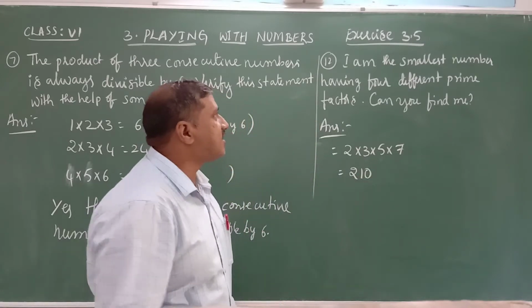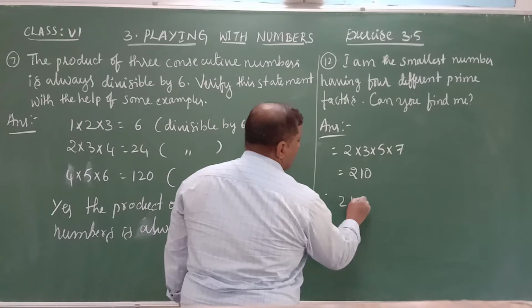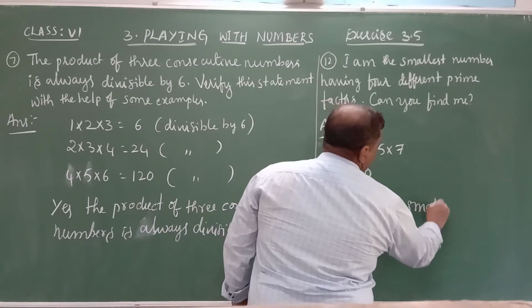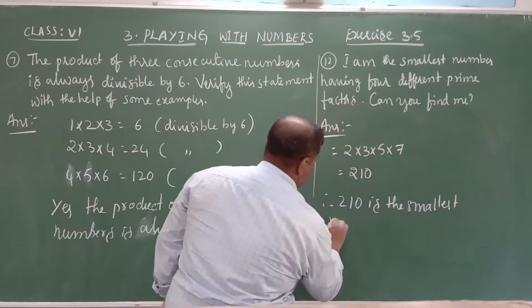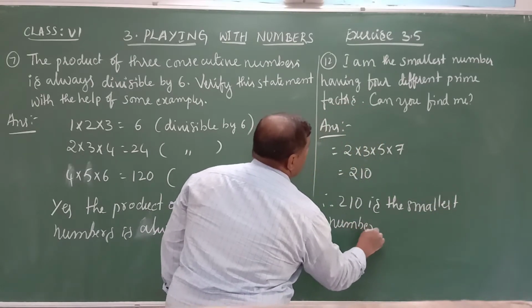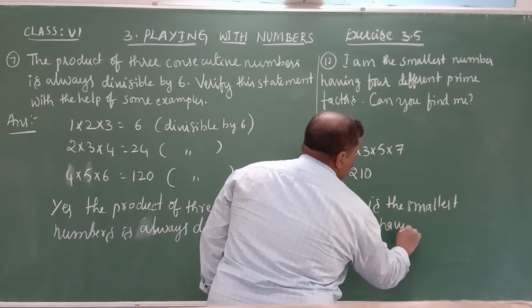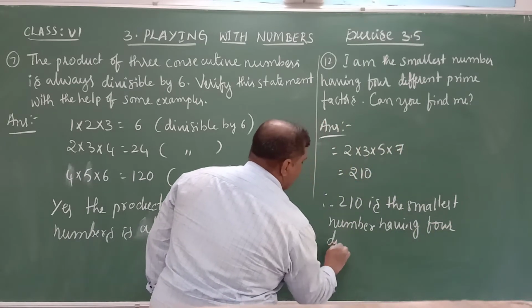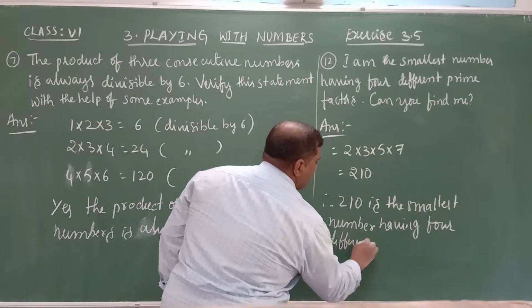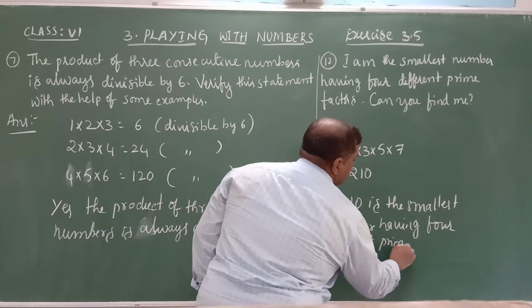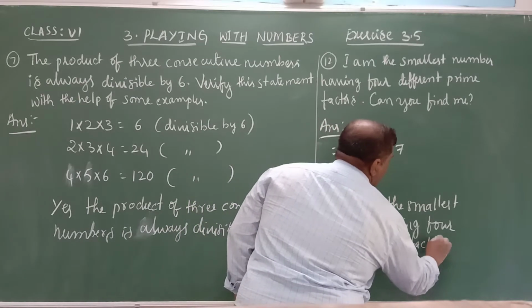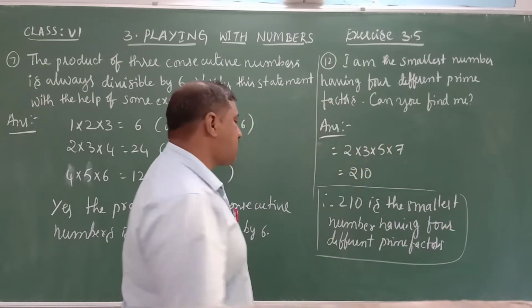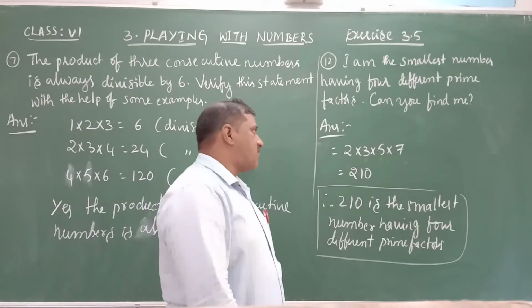So 210 is the smallest number but having 4 different prime factors. 210 is the smallest number having 4 different prime factors.